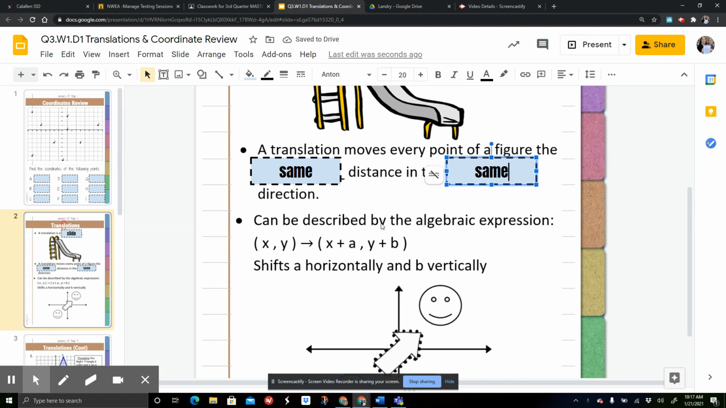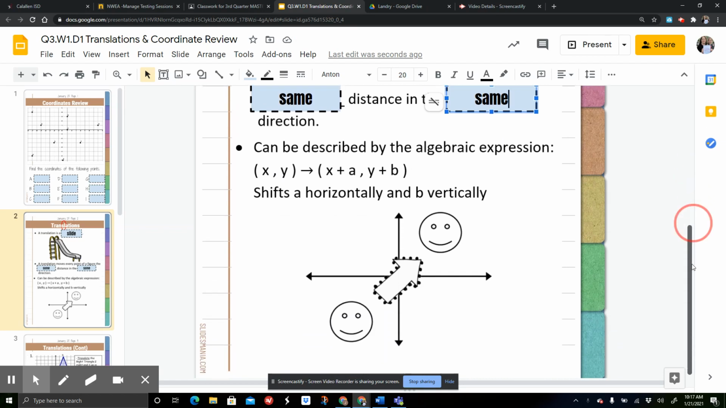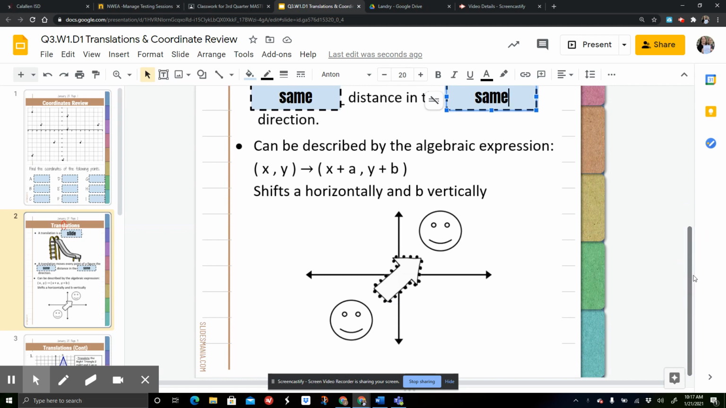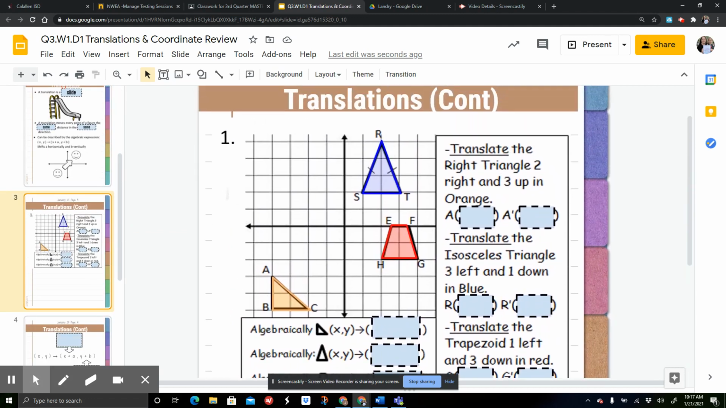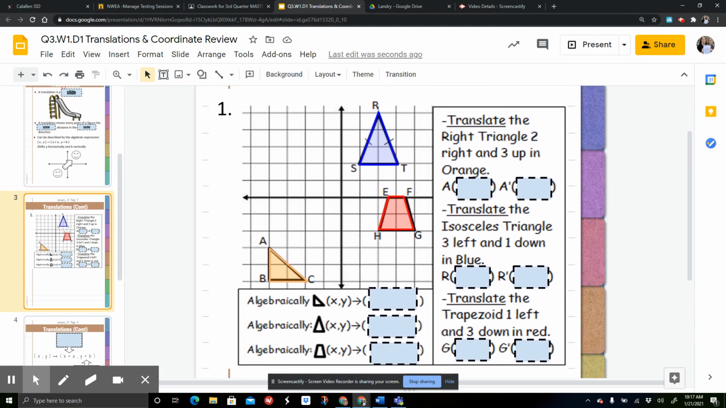A translation can be described by the algebraic expression (x, y) transforms to (x + a, y + b). In other words, if you're shifting horizontally, that's a, and if you're shifting vertically, that's going to be your b. So you can break down any translation by a horizontal and a vertical. Okay, now we're going to go to the next page, and it says translate the right triangle 2 to the right and 3 up in orange.